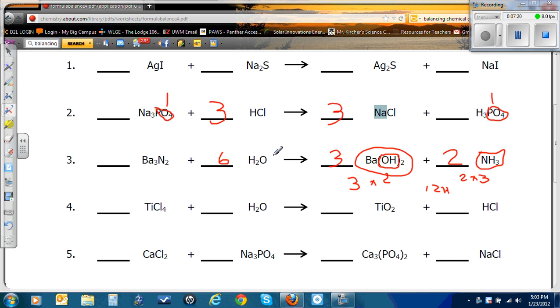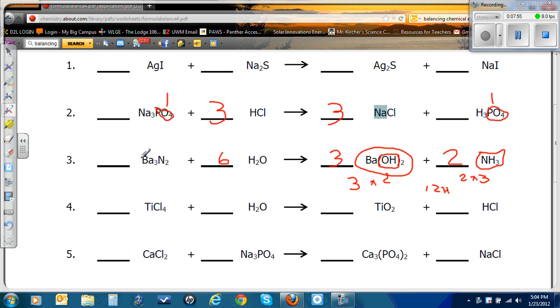All right, now the oxygen. Because of the coefficient of 6, we have 6 oxygen. And on this side, if you look, we have 2 oxygen from the subscript. Again, that subscript of 2 applies to everything that's in parentheses. 2 oxygen times 3 because of the coefficient is 6. Like I said, sometimes by balancing one part or one component of a compound, the other part balances.